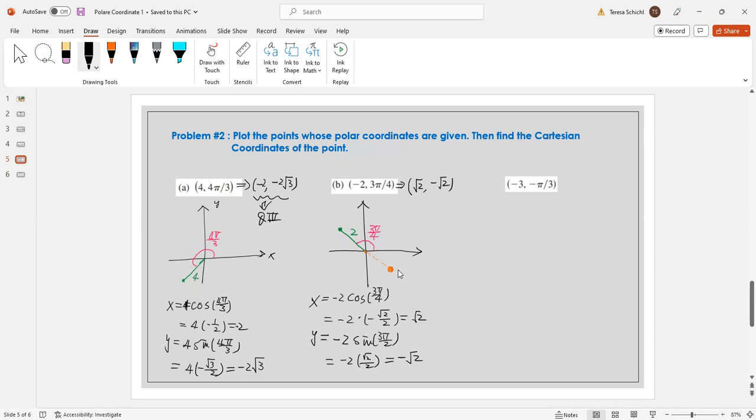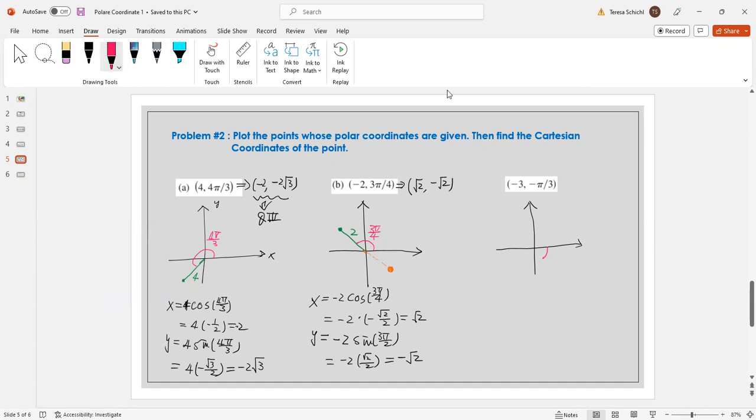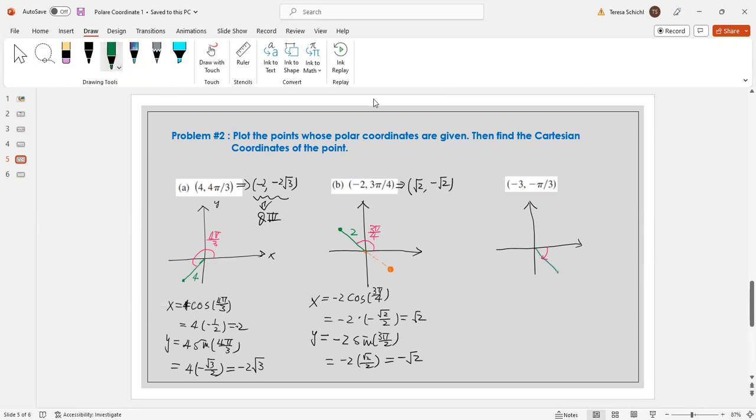Okay, so now let's take a look at this one here. Here you need to be very careful, right? This one is negative pi over 3. Negative pi over 3, so I know I need to swim clockwise, so I swim to here, and then I have r. If r here is 3, you swim here, you stop here, and this is r, right? So this is 3.